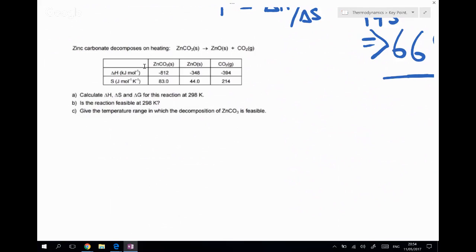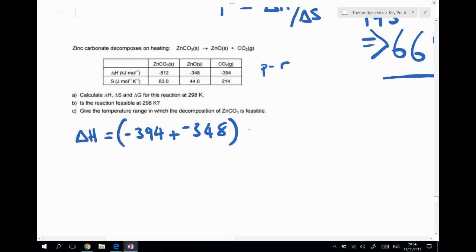So we've got enthalpy of formation data. So if you remember, if you've got enthalpy of formation, then it's going to be products minus the reactants. So the enthalpy change here is going to be equal to minus 394 for carbon dioxide plus minus 348 for the zinc oxide, take away minus 812 for the zinc carbonate.